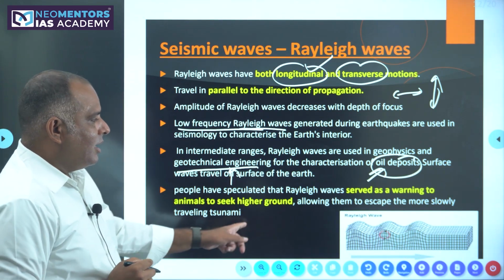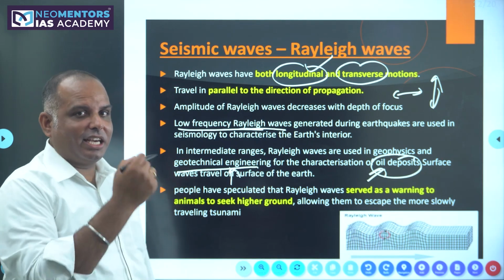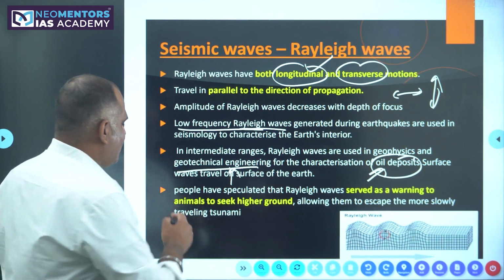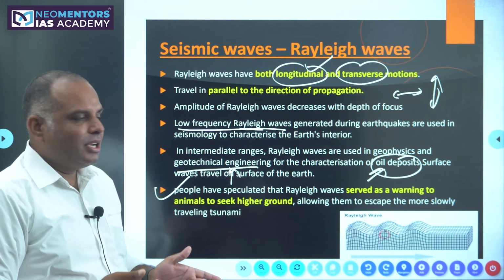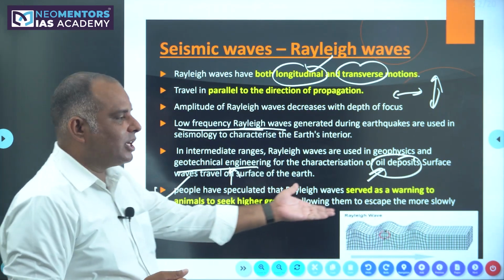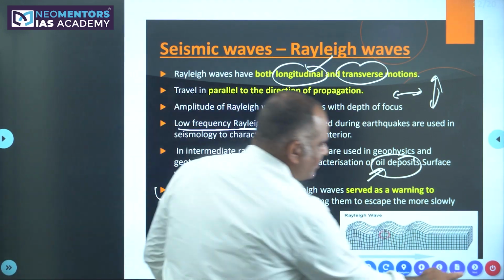Now, when a tsunami occurs, the animals seek higher ground. They have observed that, and there is a hypothesis, not completely proved, that these Rayleigh waves serve as a warning to these animals that an earthquake is about to happen.